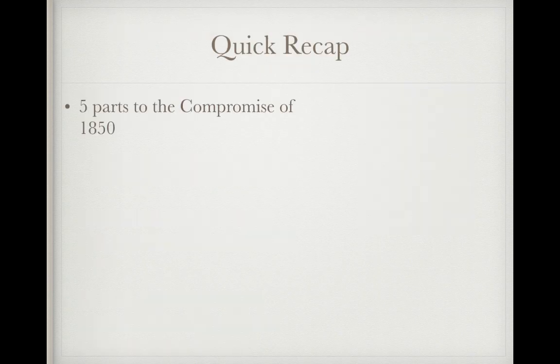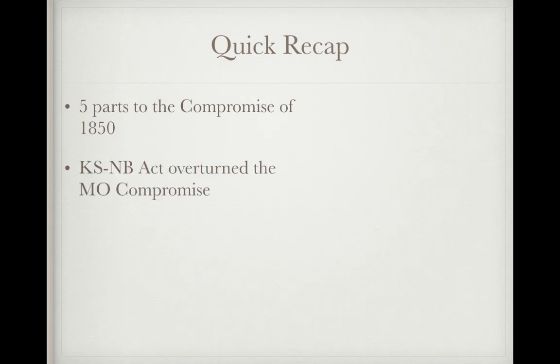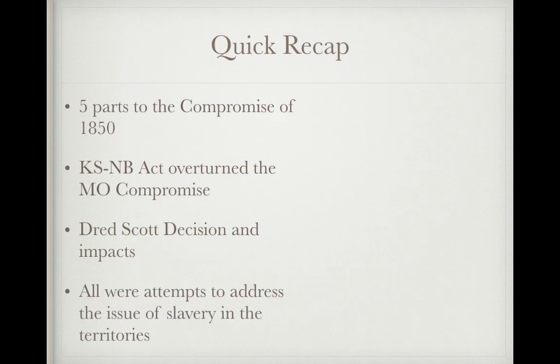So a quick recap for this video: 5 parts of the Compromise of 1850, know all 5. Kansas-Nebraska Act, overturned the Missouri Compromise. The Dred Scott decision and its impacts, make sure you are familiar with. And all of these were attempts to address the issue of slavery in the territories. And ultimately, they all will fail because we have the Civil War.